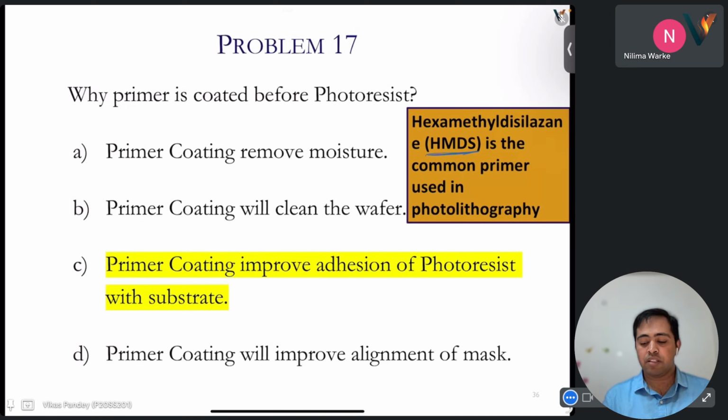This is one of the common primers that is used, and it is generally used when you want a very thin photoresist structure. Okay, any confusion in this?